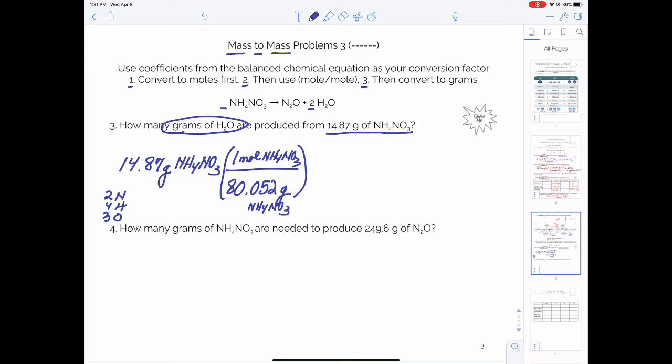That's the mass of 1 mole of ammonium nitrate. Okay, so that's my first parenthesis, is always converting from grams to moles. Now that I have moles of ammonium nitrate, I'm going to convert to moles of water. And when I go from moles to moles, I'm using the coefficients from the balanced chemical equation. So the coefficient in front of ammonium nitrate is 1. So 1 mole of ammonium nitrate will produce 2 moles of water.